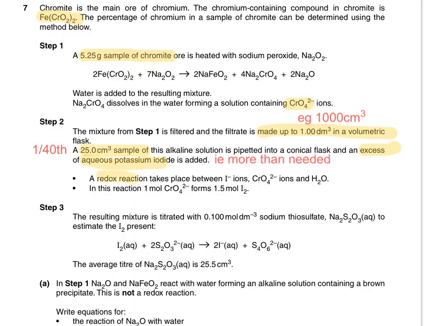So a redox reaction takes place between I minus, CrO4 2 minus, and H2O. In the reaction, 1 mole of CrO4 2 minus forms 1.5 moles of I2. So the resulting mixture, what you get from that reaction, is titrated with 0.1 mol per decimeter cubed sodium thiosulfate, and the average titer is 25.5. So what you can use there is the fact you've got a volume and you've got a concentration. And you can do this later on, which you will need to do.